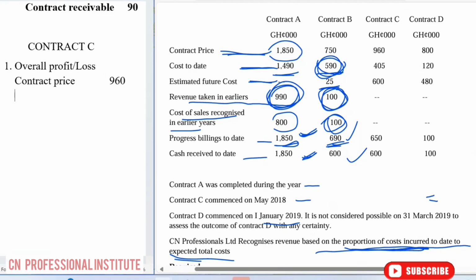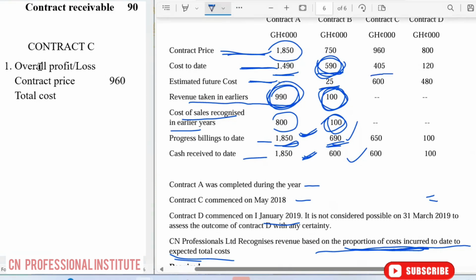Then we compare it with the total cost. So our total cost is the cost to date plus cost to complete. Okay, so we come to see cost to date is what?